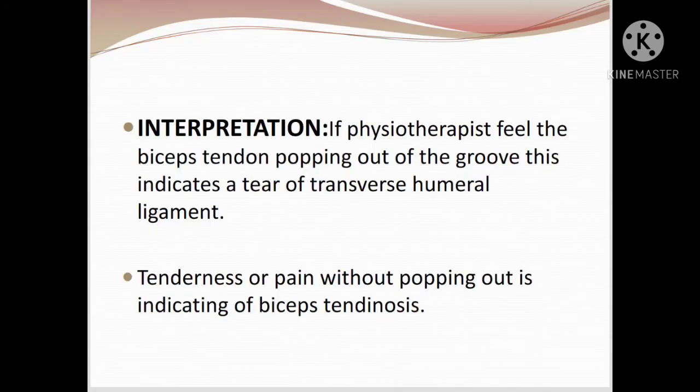Interpretation. If the physiotherapist feels the biceps tendon popping out of the groove, this indicates a tear of the transverse humeral ligament. Tenderness or pain without popping out is indicative of biceps tendinosis.